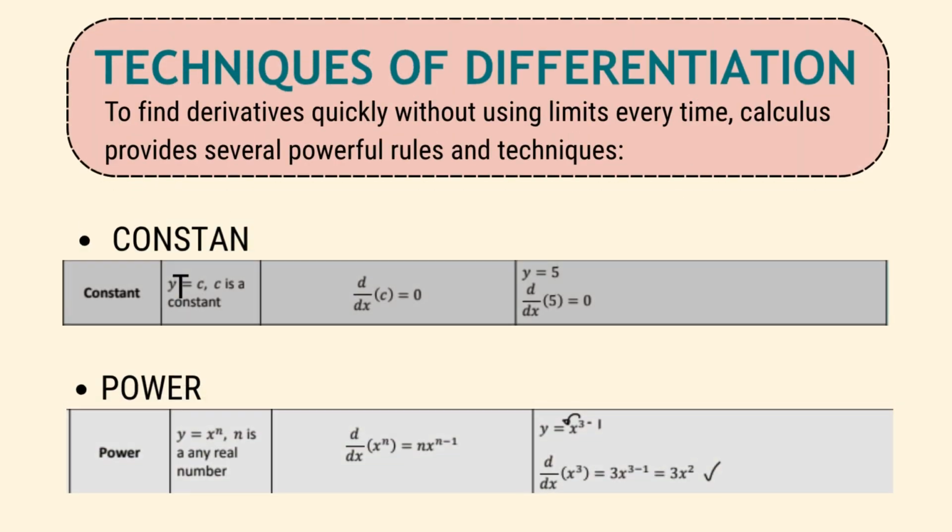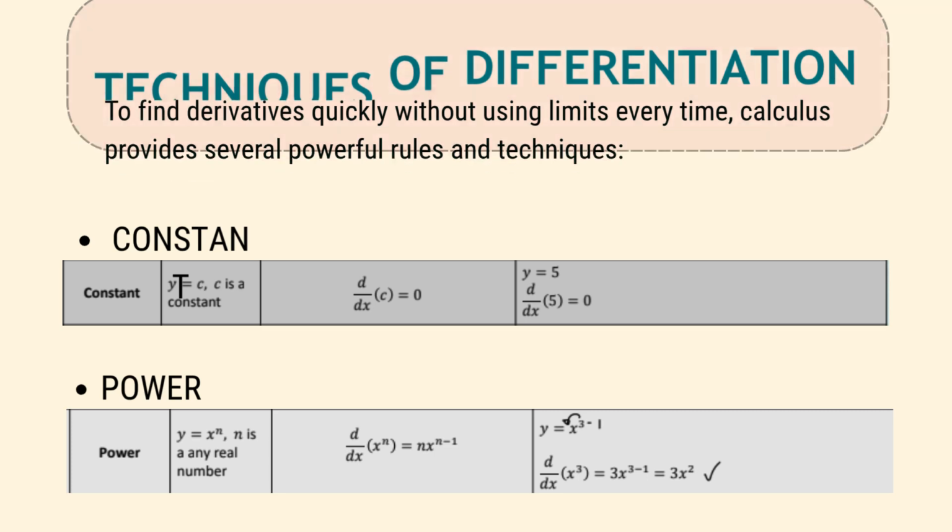Now, let's find out what techniques of differentiation are. Techniques of differentiation are used to find derivatives quickly without using limits every time. Calculus provides several powerful rules and techniques. First, we have the constant rule. The constant rule is that the derivative of a constant is always zero. Then, we have the power rule. The power rule is used for any term with a variable raised to a power. If you see x to the power of n, just bring the power down in front and subtract 1 from the exponent.